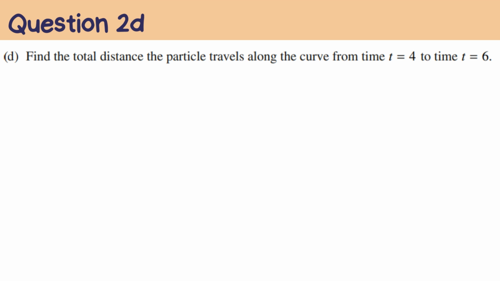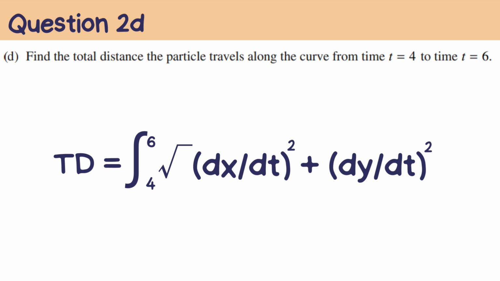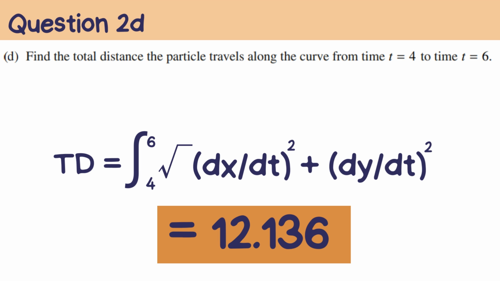Now, the very last part, which is part 2D, we need to find the total distance. Again, this one uses a formula, so it's super easy. So my total distance will be equal to the integral from time equals 4 to time equals 6 of the square root of dx dt squared plus dy dt squared, and just plug in dx dt and dy dt, which again was given, and you'll get a value of 12.136. For the points, I think it's just going to be a point for getting the correct answer.